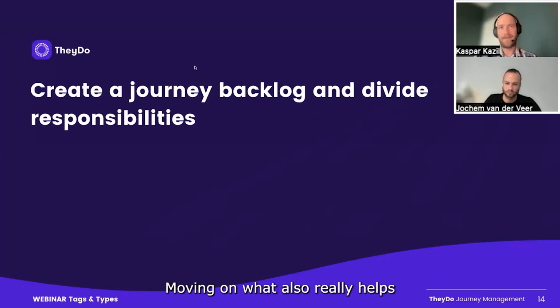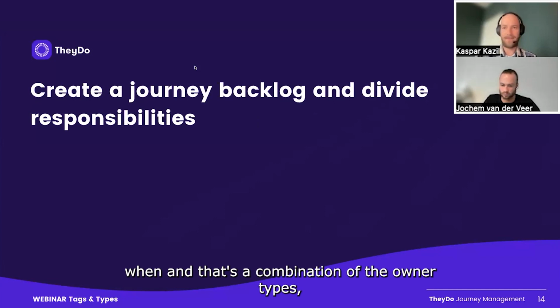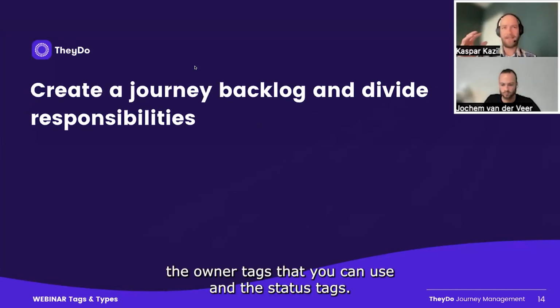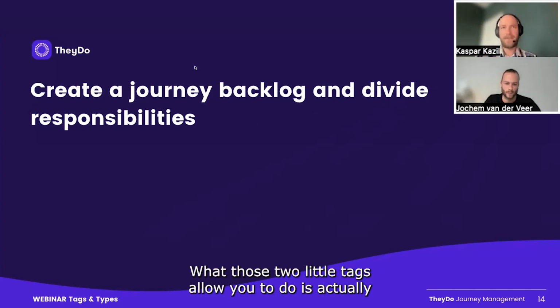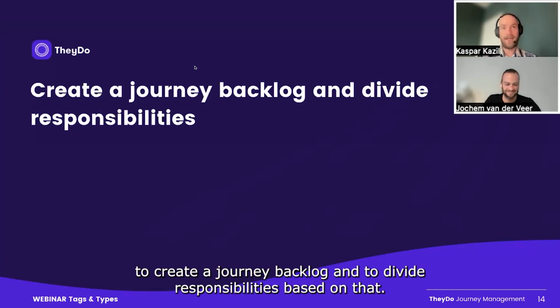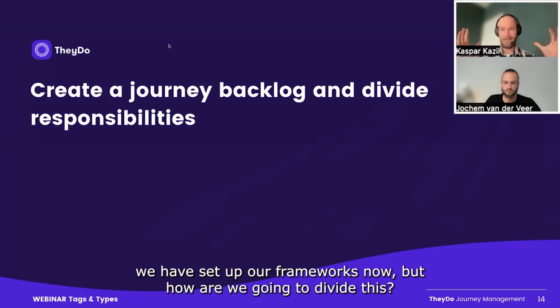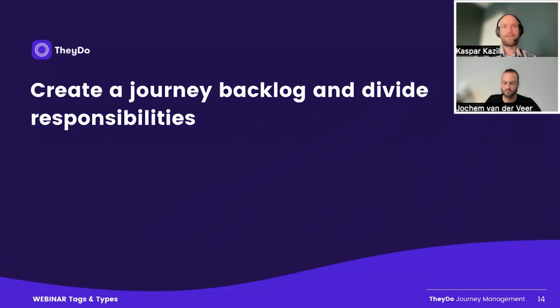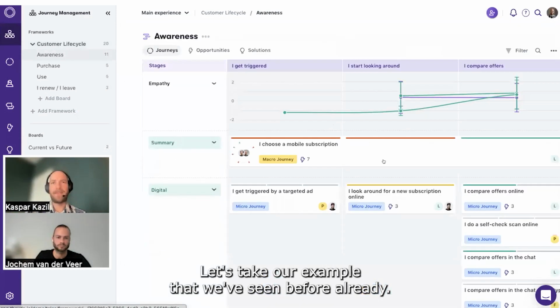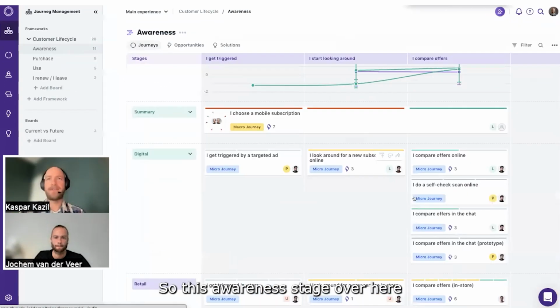Moving on, what also really helps is a combination of the owner tags that you can use and the status tags. Those 2 little tags allow you to create a journey backlog and to divide responsibilities based on that. A question that we often get is, well, great, we've set up our framework. Now what? How are we going to divide this? Well, let's take our example that we've seen before already, this awareness stage over here.